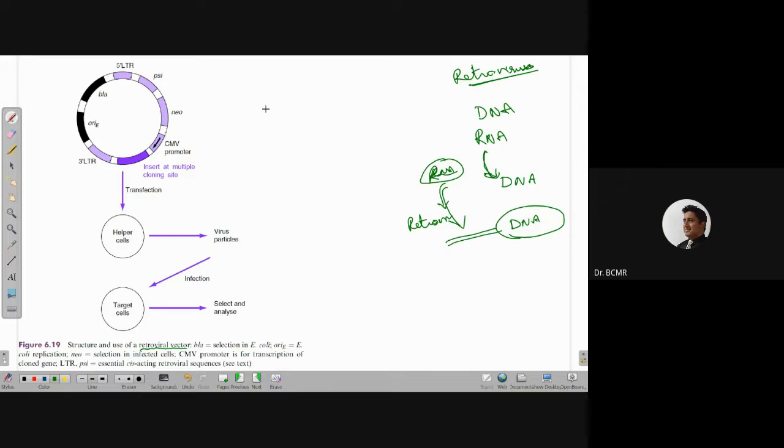The majority of viruses will have ends. If this is the linear structure of the architecture of a virus, they have long terminal repeats. This would be called the 5' LTR, long terminal repeat, and this is the 3' LTR. So when it is expressed, if this one is in RNA, it will produce DNA, and that DNA could get integrated into the genome. So that is how the retroviral vectors can actually be useful.